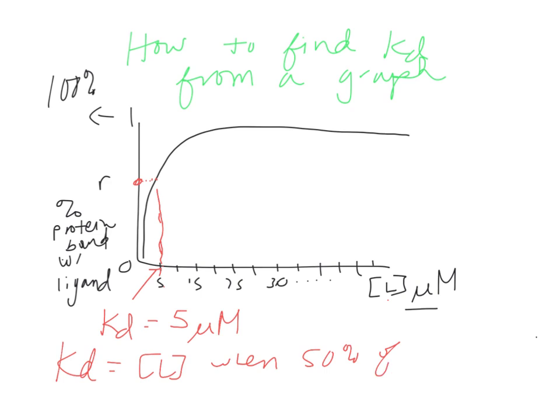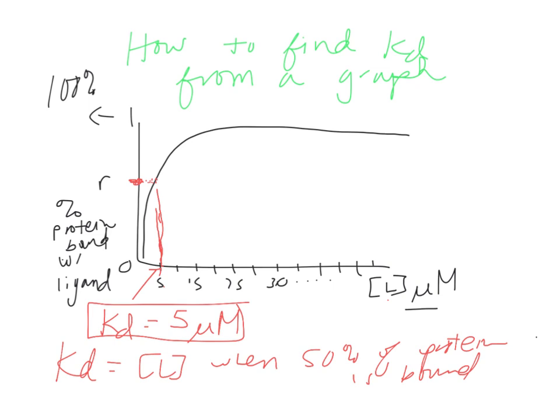50% of the protein is bound. Okay, so I'm going to do that one more time. If you're looking for KD, you're going to find 50% protein bound first. Figure out where that is on the y-axis, drag it over until you hit the line. And then you're going to drop that down until you hit the x-axis, and that is where your KD is.